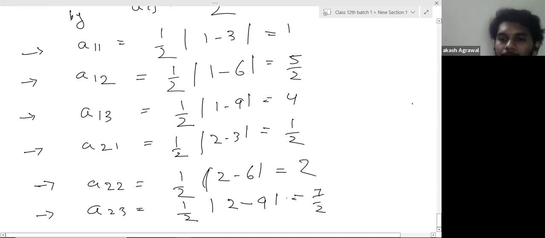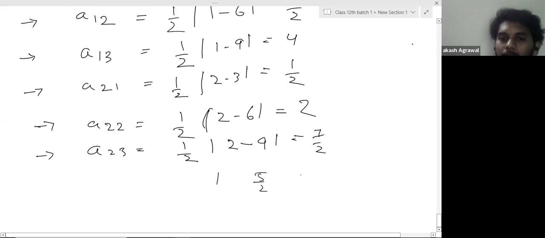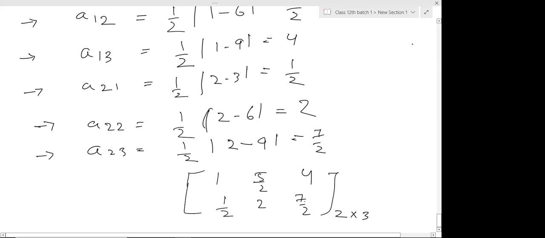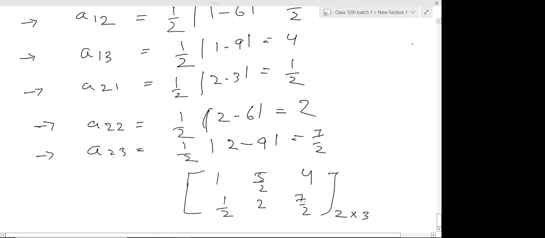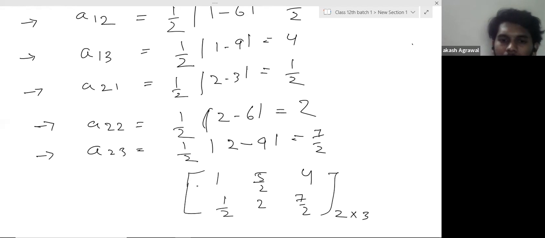So the matrix will be 1, 5 by 2, 4 in the first row, and half, 2, 7 by 2 in the second row, right? You can write 2 by 3, 2 rows and 3 columns. This is clear? Krishna, Hamza, we can represent the fractions in decimal form also, right? You can write that in fractions also, but we generally put that in fractions in this chapter. Okay, sir. Hamza, this is clear? Yes.